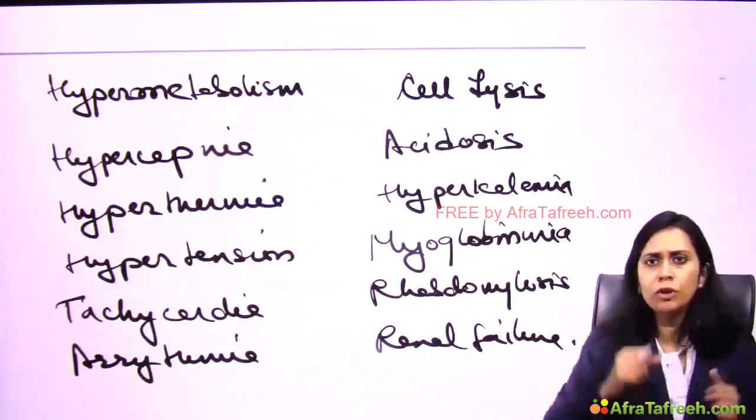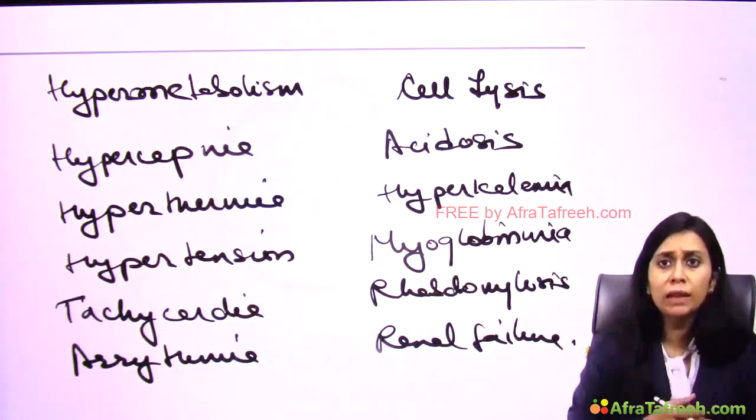Tell me, according to you, what would be the most common cause of death in malignant hypothermia? Of course, arrhythmia. And if the patient survives arrhythmia, renal failure. Correct? This is a condition with a high mortality. But we Indians need not fear because this is a very rare gene in our population. It is a common gene in the Afro-American population. Got it?